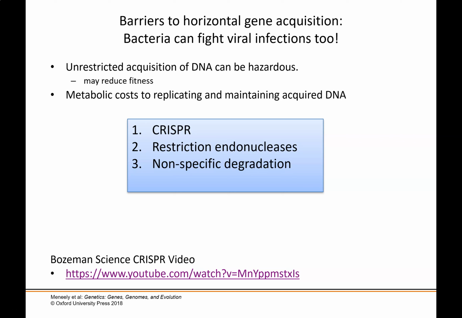So, for example, we talked about viral infection of cells. This is foreign DNA that is going to be hazardous to the cell. And any other DNA that is acquired from the environment or conjugation may also be hazardous to that bacterial cell. So in order to combat this hazardous DNA, bacteria have mechanisms to target and degrade that foreign DNA.